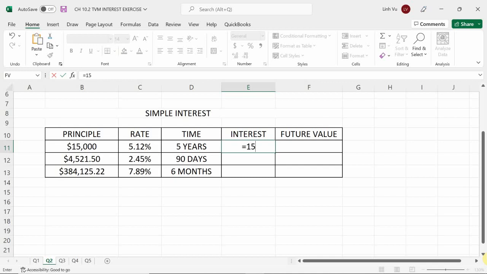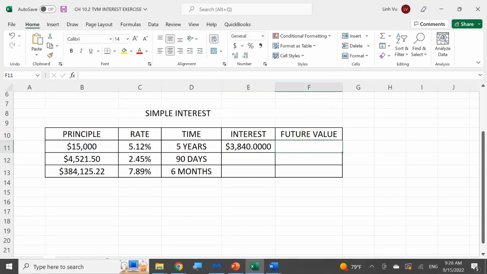So I have 15,000 times, right? I have to convert the percentage into a decimal. And then 5 years. 3,840. Very good. So then future value is going to be your principal plus my interest. 18,840. Good.